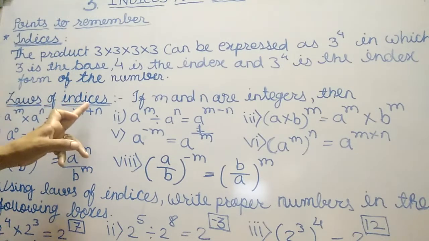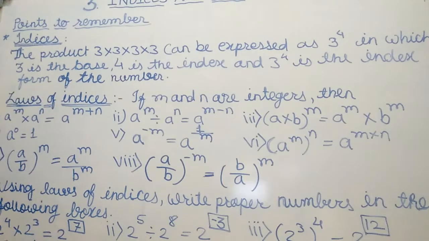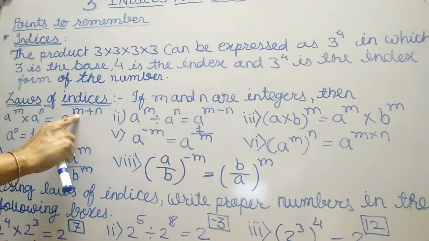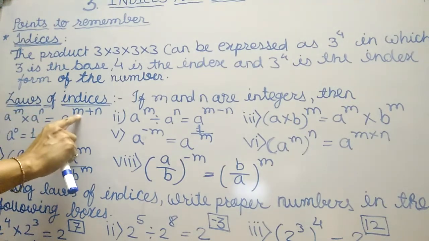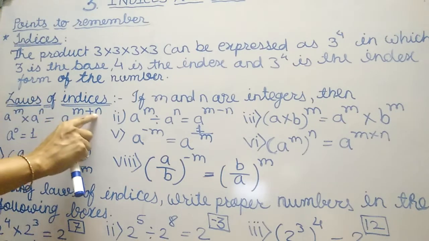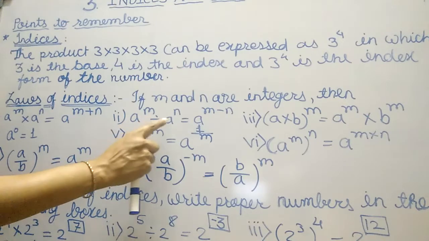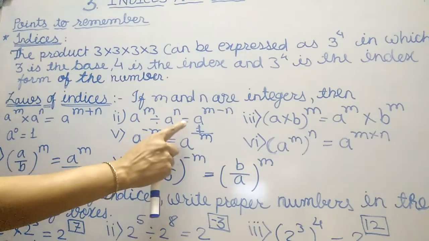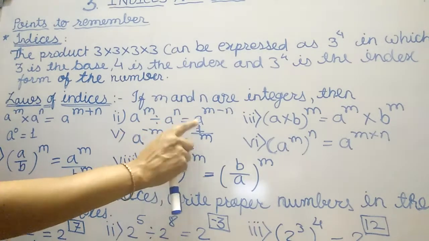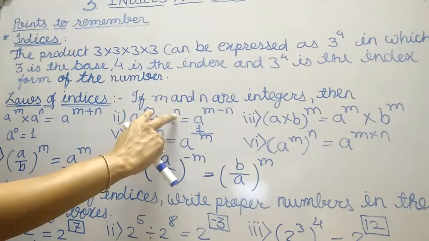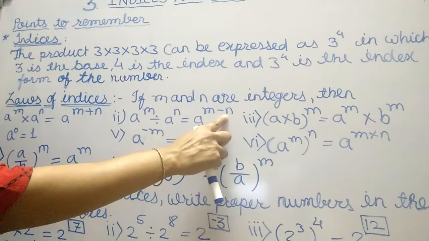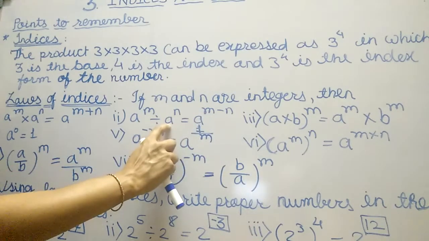Now, laws of indices. First law: a to the power m multiplied by a to the power n equals a to the power m plus n, where a is the common base, and for multiplication we have to add the indices. Second law: a to the power m divided by a to the power n equals a to the power m minus n, where a is the common base. Here we have to subtract the indices for division.